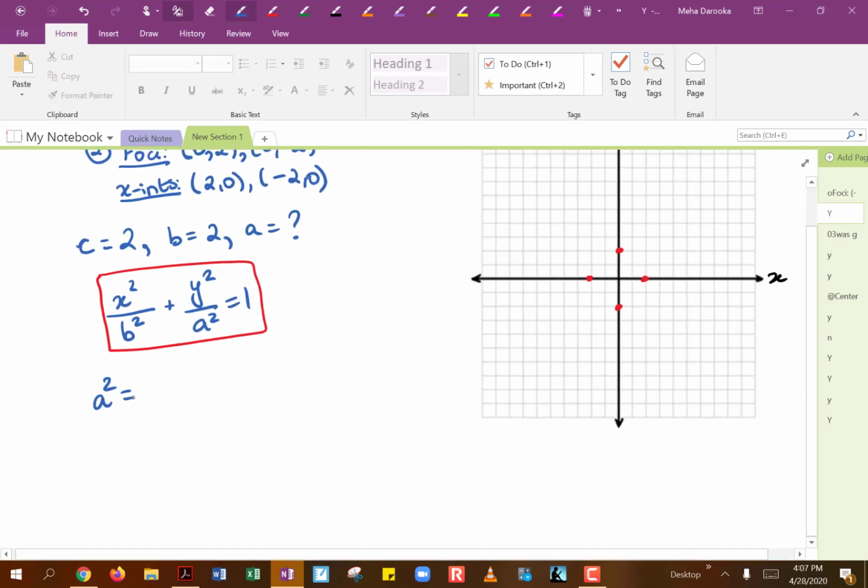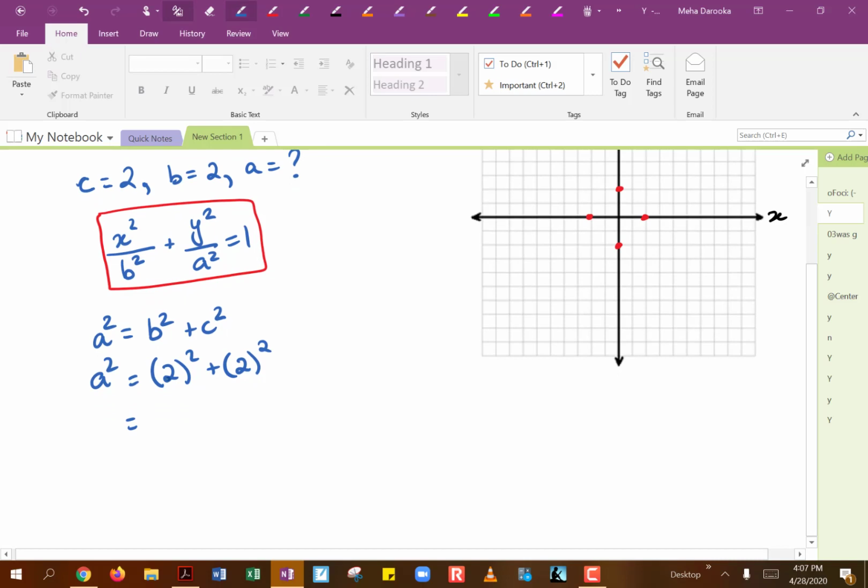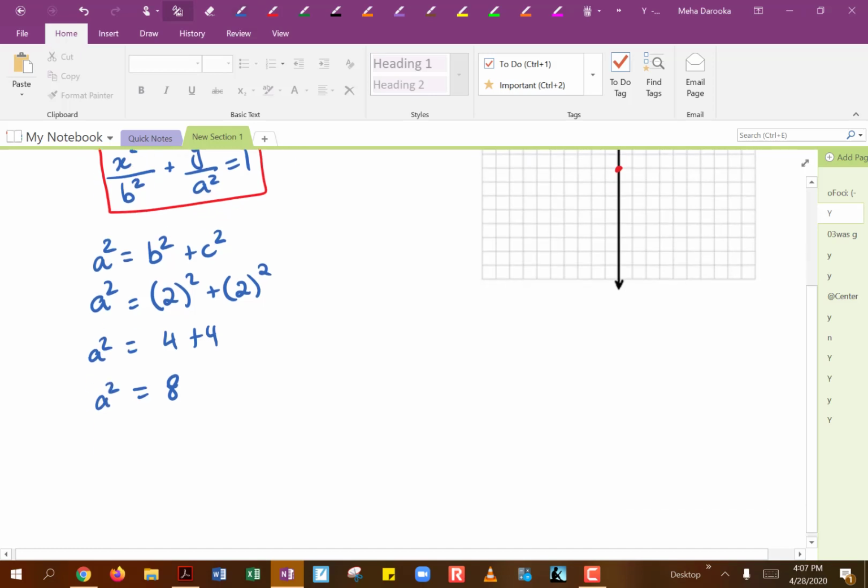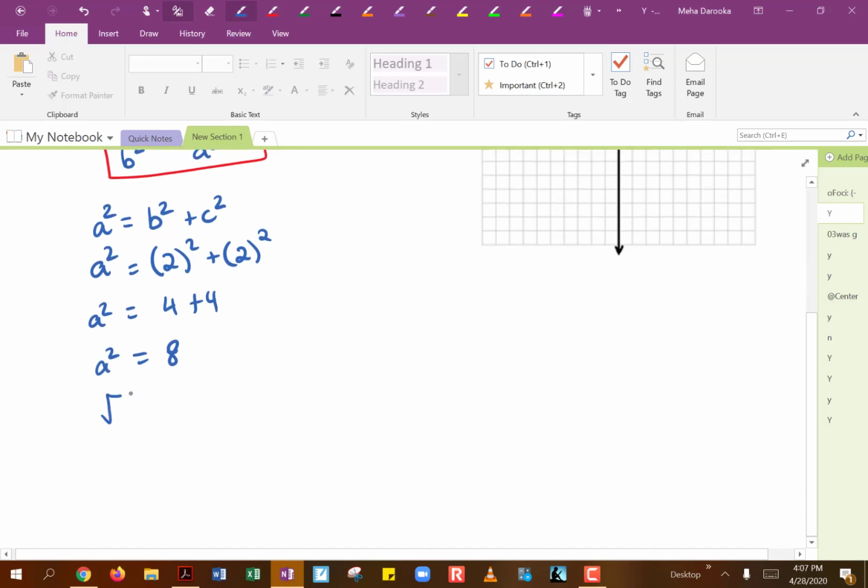So your relationship is a squared equals b squared plus c squared. b squared will be 2 squared. c squared will also be 2 squared. So that will end up becoming 4 plus 4, which is of course 8. And then to find the value of a, we'll take a square root on both sides. And again, we are only looking at the positive root.